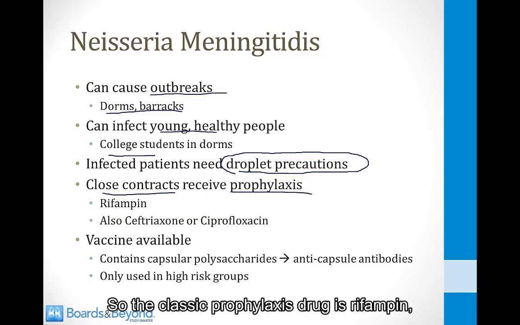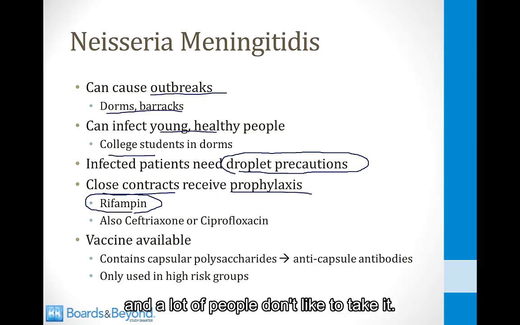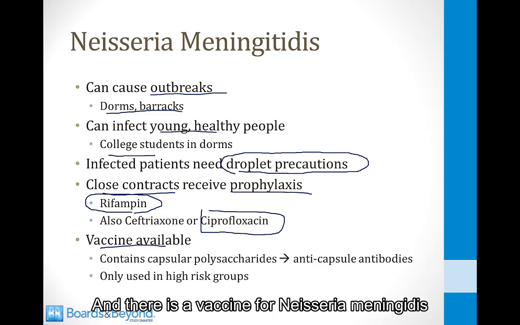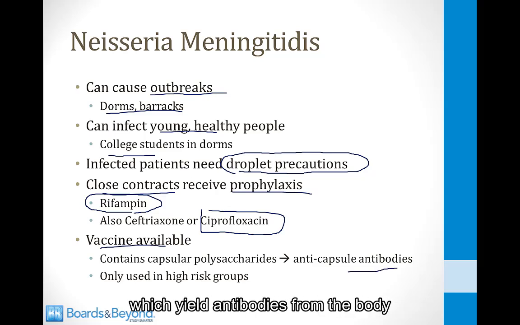So the classic prophylaxis drug is rifampin, but rifampin changes the color of your tears, and it can change your contact lens color, and a lot of people don't like to take it. So many people just take ciprofloxacin, which is more readily available. And there is a vaccine for Neisseria meningitidis. It contains the capsular polysaccharides, which yield antibodies from the body, and it's used in high-risk groups.